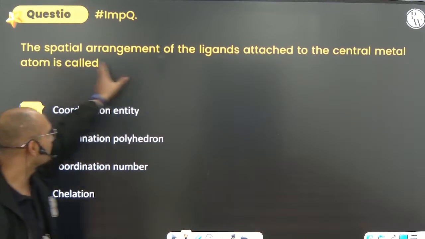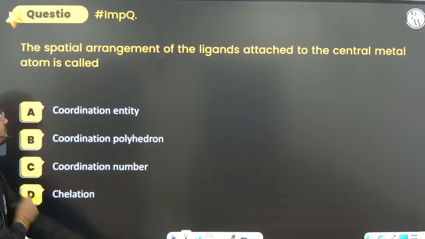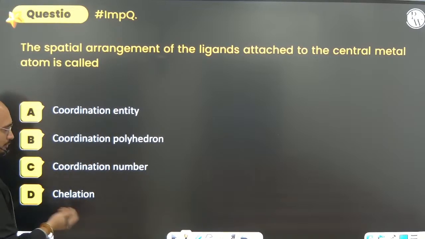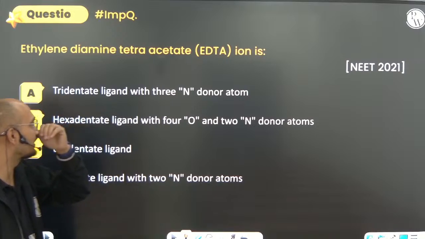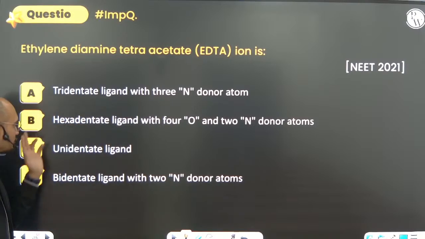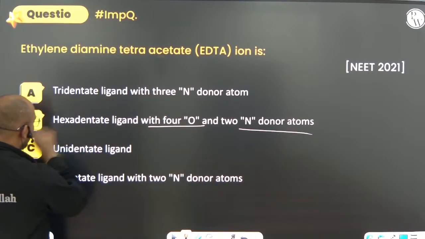Next, the spatial arrangement of the ligand attached to the central metal atom or ion is called. It is called, I hope you all remember, coordination polyhedra or coordination polyhedron. Next, ethylene diamine tetraacetate, EDTA, is hexadentate, yes or no, with 4 oxygen and 2 nitrogen. Not a big deal, correct?